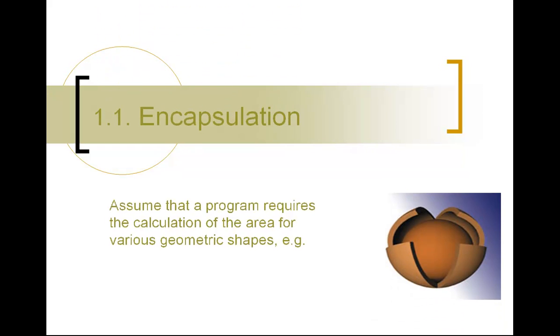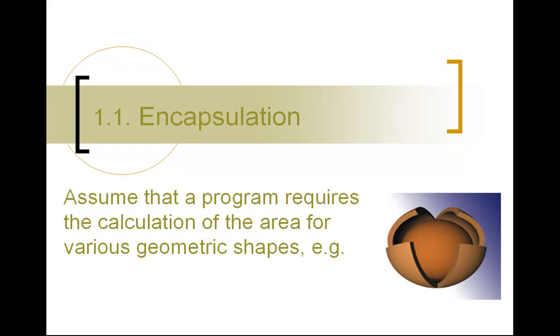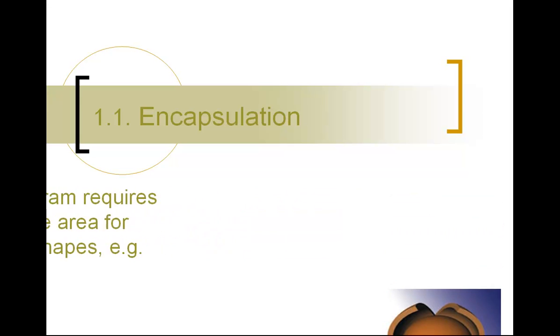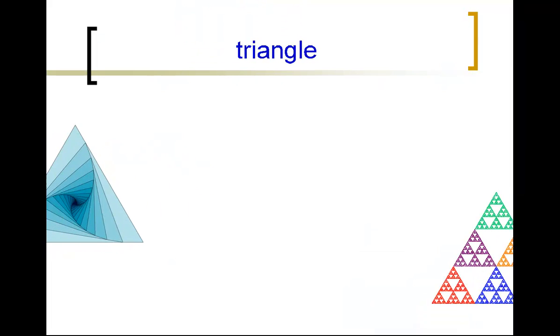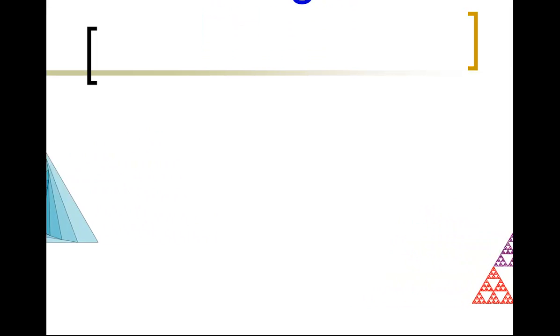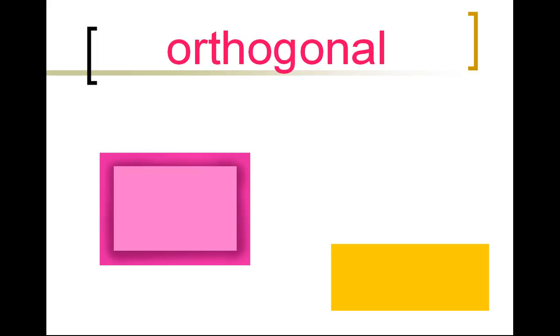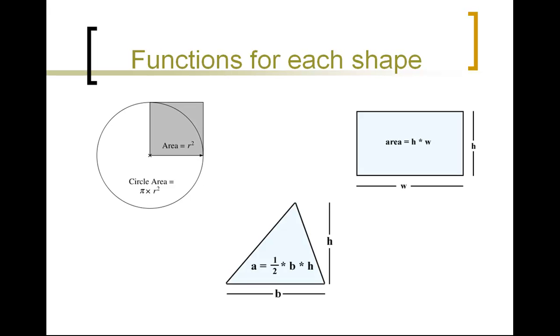We use C++. Assume that a program requires the calculation of the area for various geometric shapes, for example, circle, triangle, orthogonal. According to the methodology of procedural programming, suitable procedures, also called functions, should be defined, one for each shape.